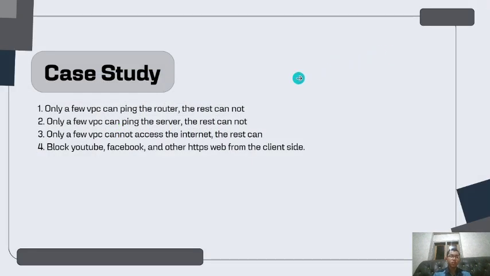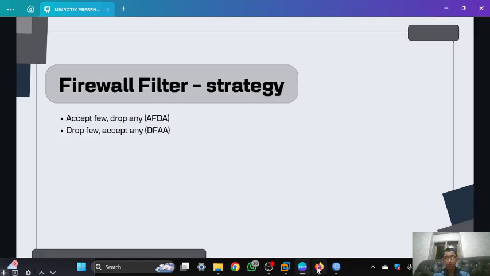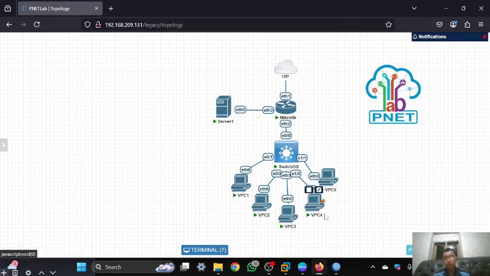And next, in case 3, where only a few PCs cannot access the internet but the rest can, the strategy is drop few and accept any. So let's go to the topology. I want VPC5 and VPC4 to not be able to access the internet, but the rest can.